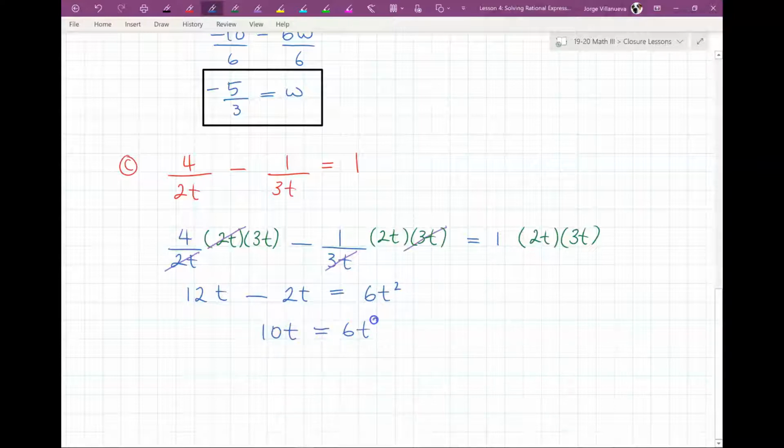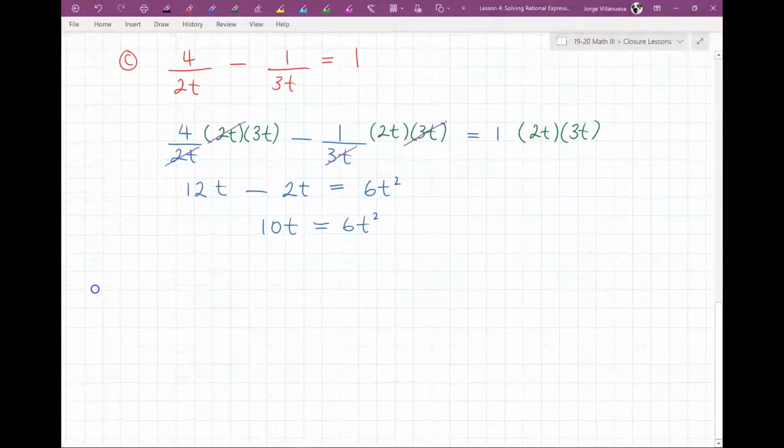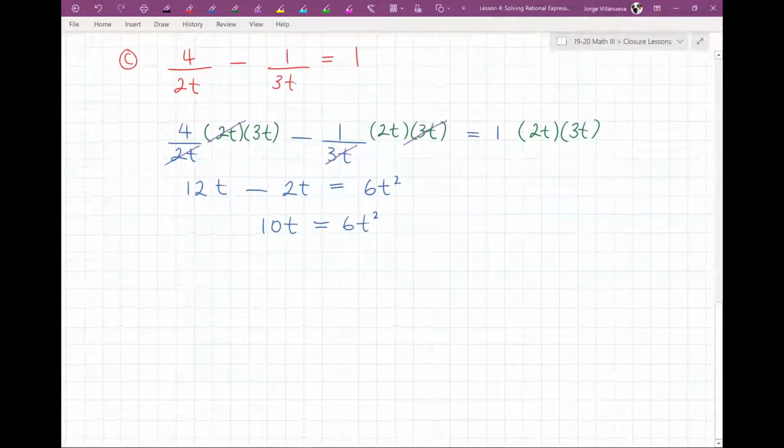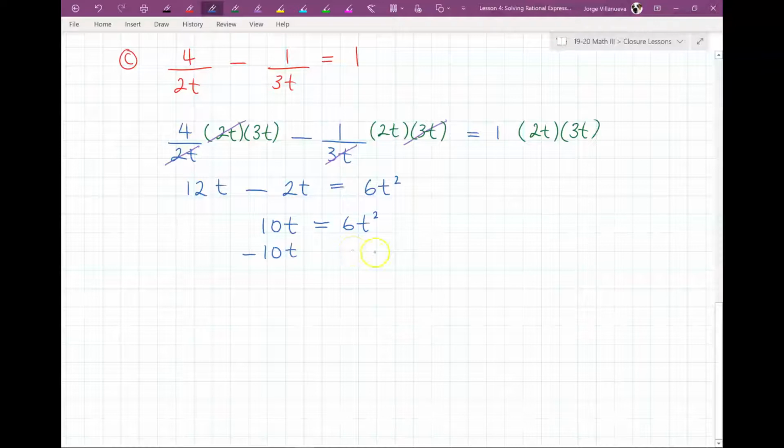Equal to 6t squared. Now, if you guys remember when we were doing this before we left school, we were solving quadratics. And what you have to do is get everything over to one side so that it's equal to 0. So I'm going to move this 10t over to the other side. So I get 0 equals 6t squared minus 10t.